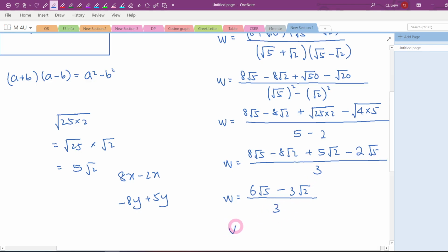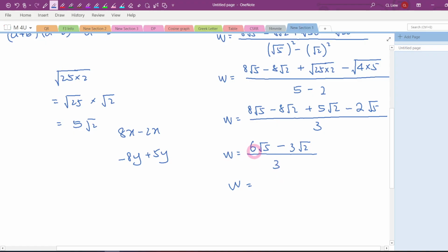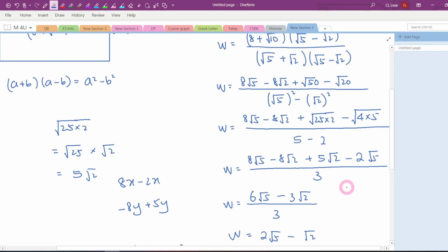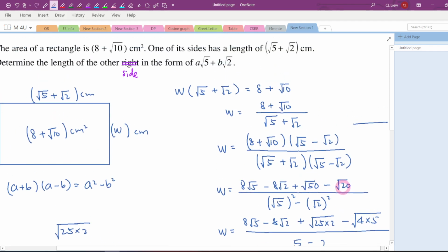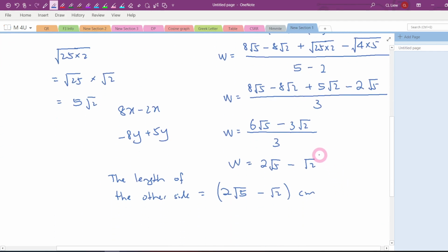Okay, now divided by 3, you will get 2 times square root of 5 minus square root of 2. So the length of the other side is equal to 2 times square root of 5 minus square root of 2 centimeters. Okay, so this is the answer for this question.